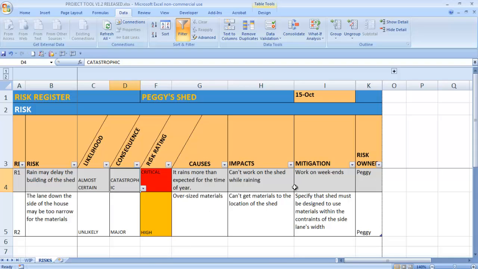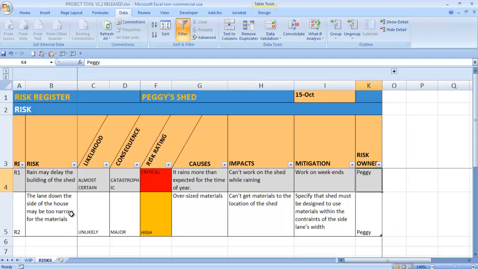Now the next few columns help us basically unpack the causes of the risks and the results of the risk, the impacts. So it rains. The cause is it rains more than expected for the time of year. The impact is you can't work on the shed while it's raining. Okay, so then we have to have a mitigation strategy. So what we'll do there is, if required, we'll work on the weekends. Okay, and Peggy's our risk owner. And the same for other risks.